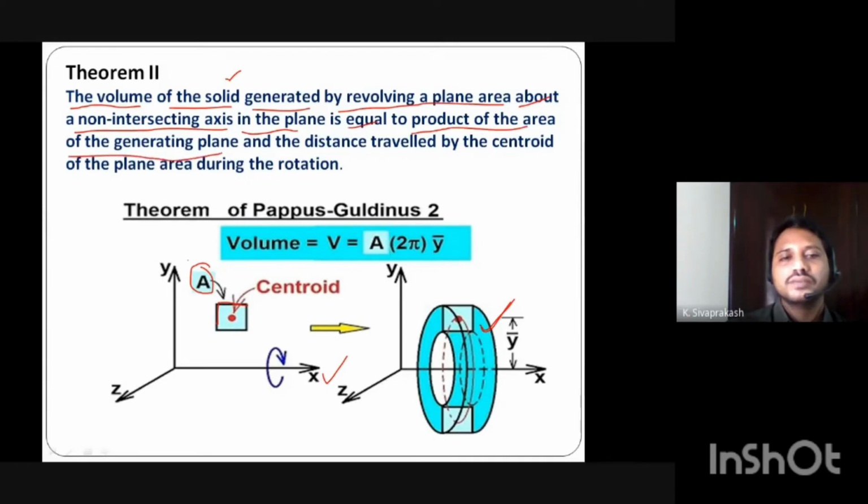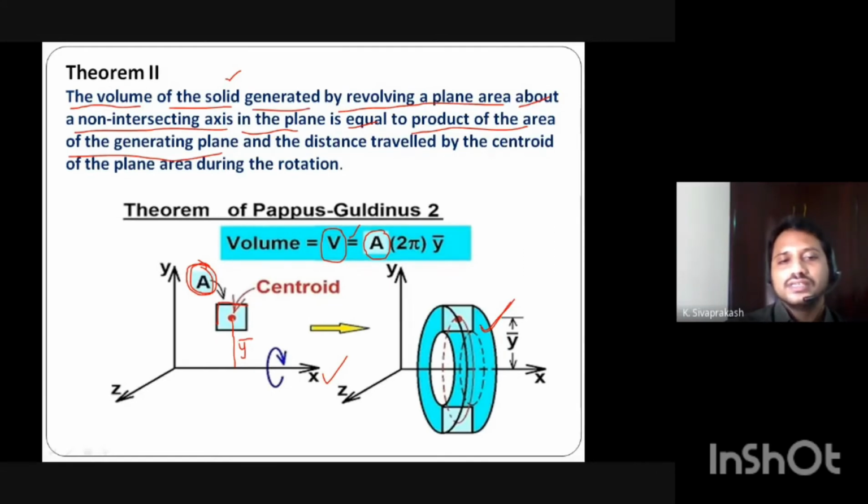So what is the area of the generating curve? Capital A. See here, the volume generated by revolving a plane area about a non-intersecting axis is equal to the product of the area, meaning it is multiplied with A, and the distance traveled by its centroid. What is the centroid position of this area? The centroid position is represented with respect to the x-axis, always with y bar. Now, what is the distance traveled by this area? Means the distance traveled by its centroid in one revolution.